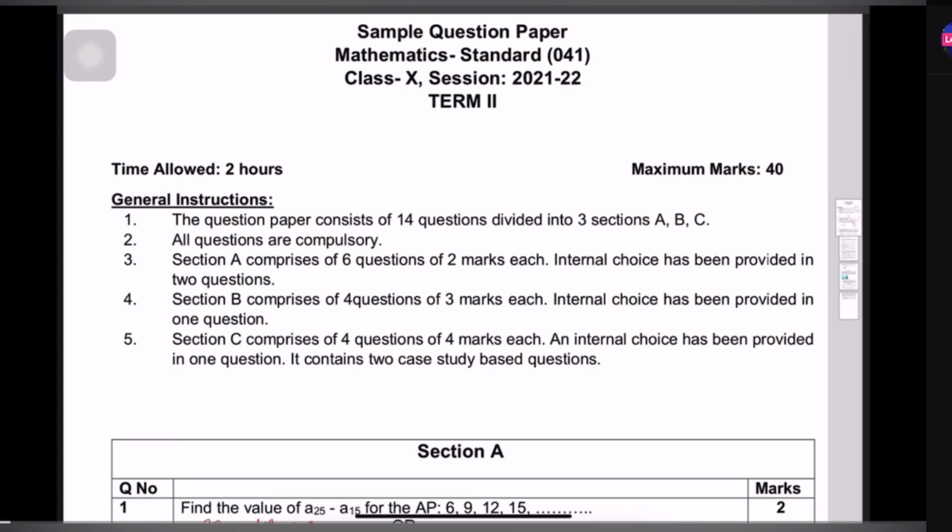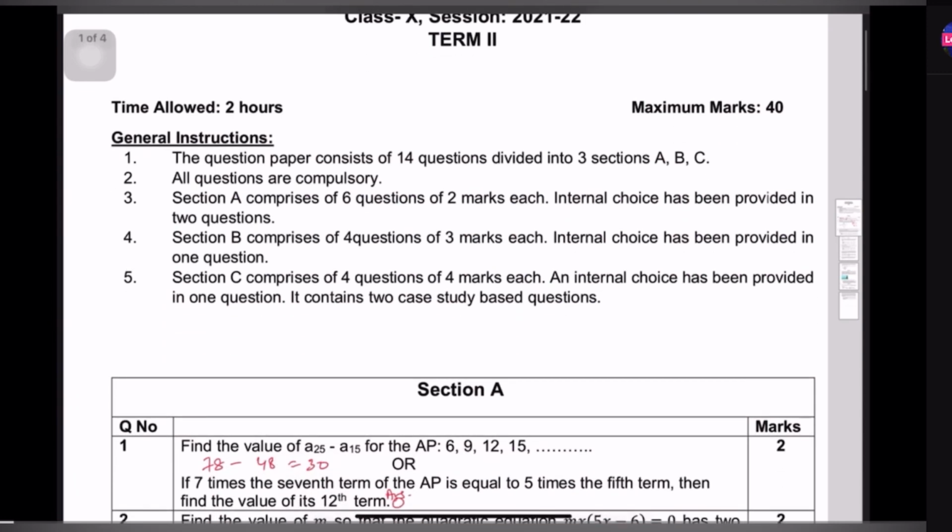We'll go through them. The question paper consists of 14 questions. It is divided into 3 sections, A, B and C. All questions are compulsory, but you have an internal choice. Section A comprises 6 questions of 2 marks each. Internal choice has been provided in 2 questions, so out of 6 questions, 2 have an internal choice.